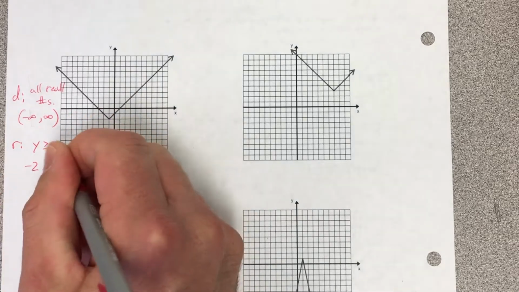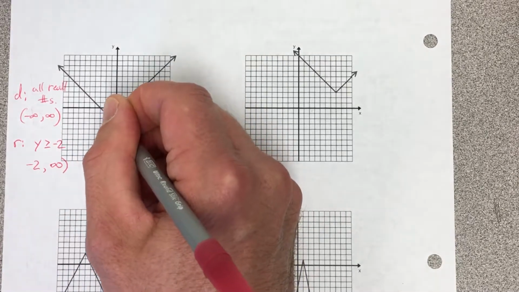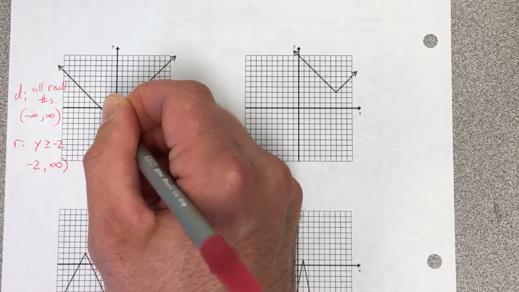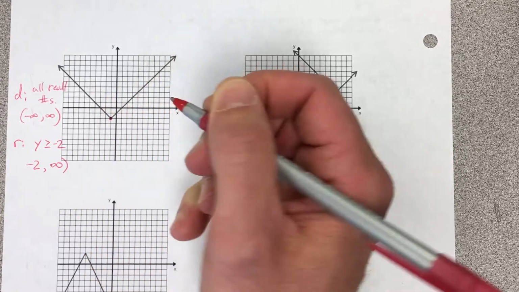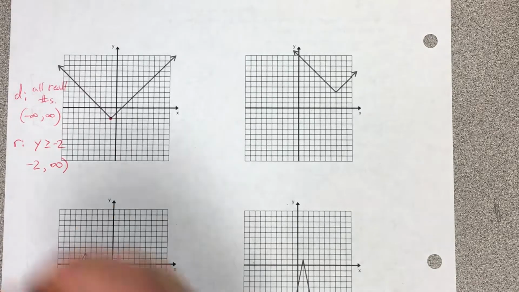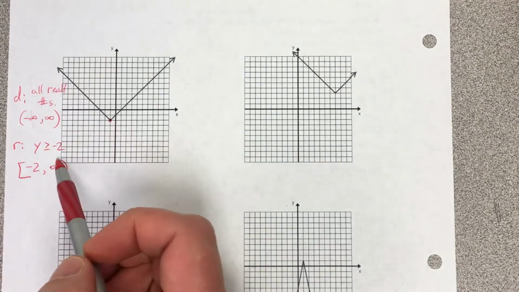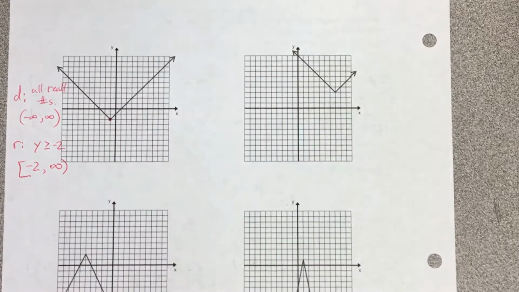Now we know to put a parentheses with the infinity, but what are we going to do at this -2? Well, it turns out that if there's no circle drawn, you know that you're actually including that coordinate. That coordinate's the vertex. The vertex has a dot at it. So we go bracket negative 2 to infinity.